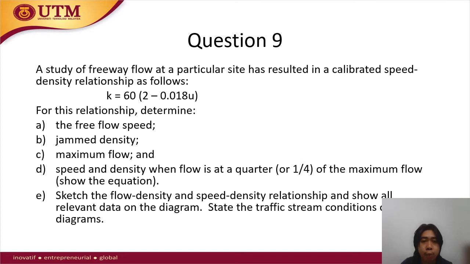four variables: the free flow speed, jam density, maximum flow, and the speed and density when the flow is at a quarter, or 1/4, of the maximum flow. And lastly, we need to sketch the flow-density and speed-density relationships to show all the relevant values that we derive on the diagram, and state the traffic stream conditions of the diagrams.